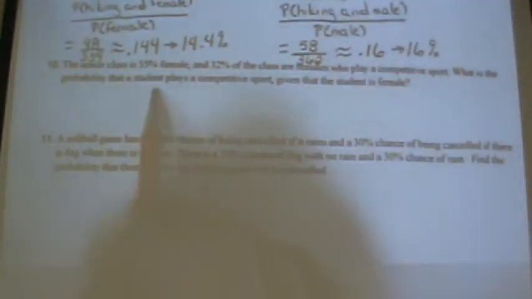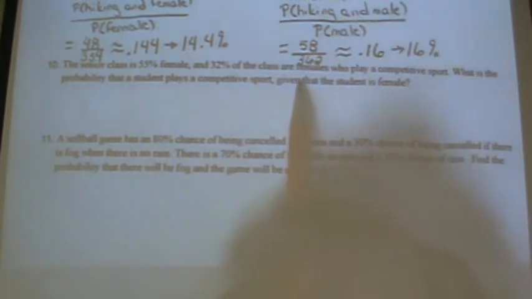Number 10. Number 10 says the senior class is 55% female and 32% of the class are females who play a competitive sport. What is the probability that a student plays a competitive sport given that the student is a female? So we have to write our conditional probability for this one. We're asked, what is the probability that a student plays a competitive sport given, so that's our vertical line, that they're female.